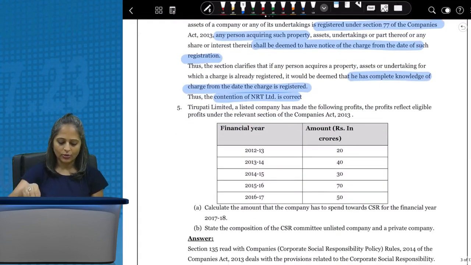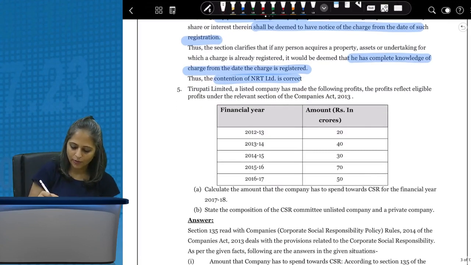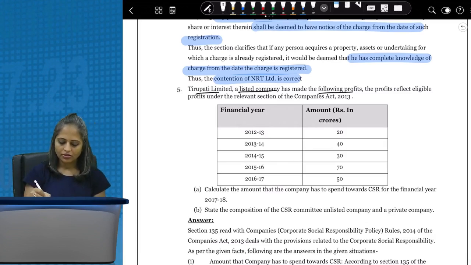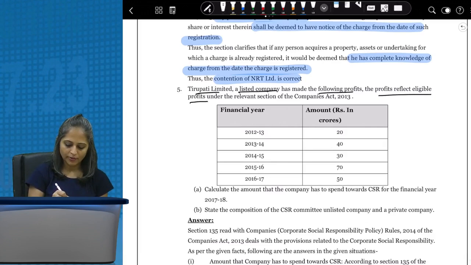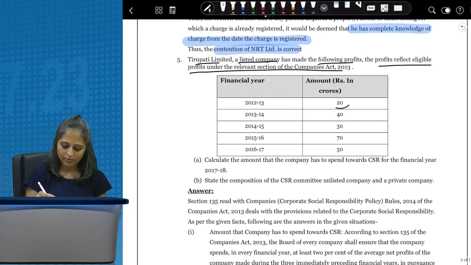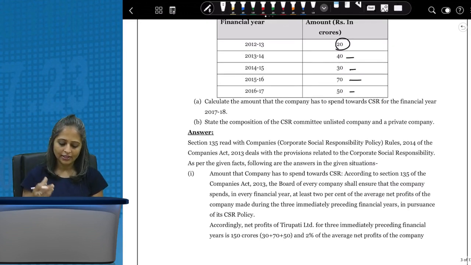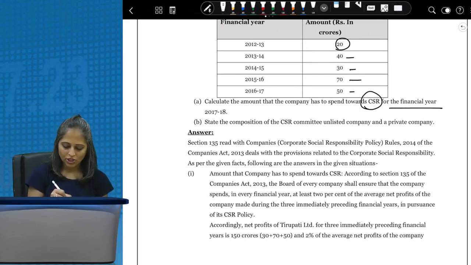Okay. Now, coming to the fifth question. Tirupati Limited, a listed company, has made the following profits. The profits reflect eligible profits under the relevant section of the Companies Act. Here, for 12-13, it has made a profit of 20 crores, for 13-14 of 40 crores, for 14-15 of 30 crores, 15-16 70 crores, and 16-17 of 50 crores. So, the question says calculate the amount that the company has to spend towards CSR for the financial year 17-18.